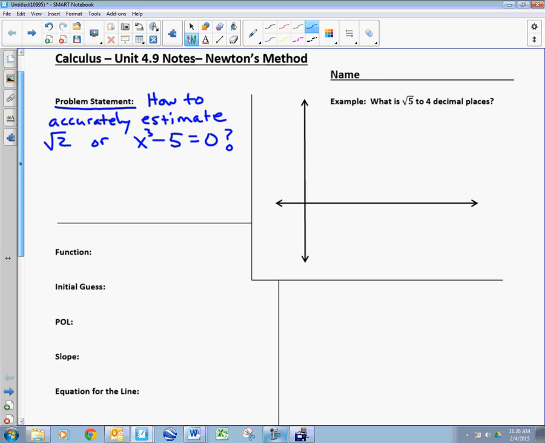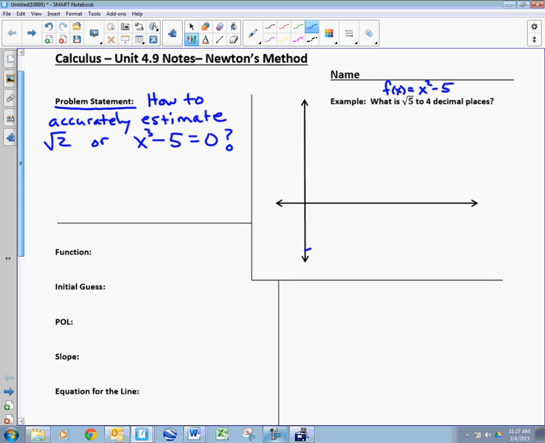I'm going to look at the function f(x) = x squared minus 5. Anybody know why he chose to look at that function if he's going to approximate the square root of 5? Because the x-intercept is going to be the square root of 5. Now, it's between what two integers? The square root of 5 is between 2 and 3. Okay? Because 2 squared is 4 and 3 squared is 9.